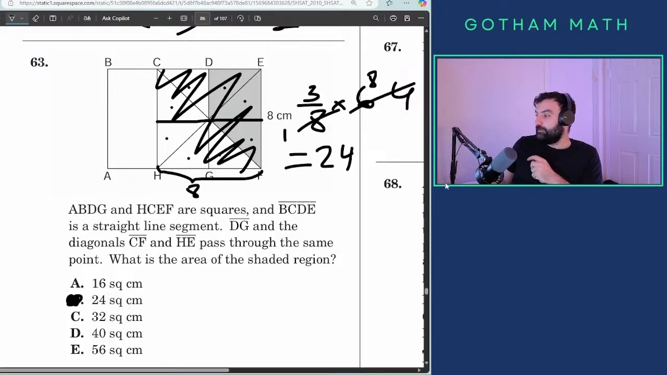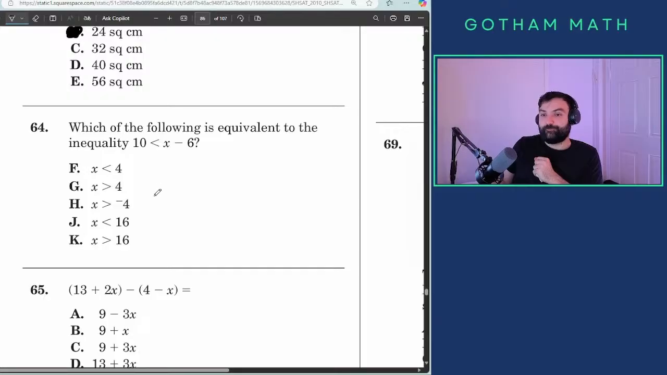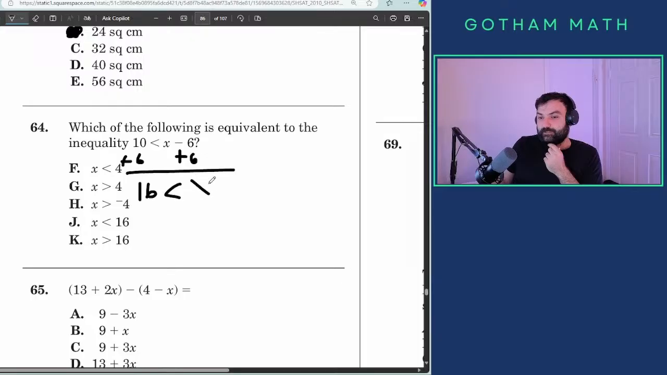Okay, moving on. Question number 64. Let me see if everyone got it right or not. No, different people, different answers. Which of the following is equivalent to the inequality? All right, so this is just a one-stepper. We have to add 6 to both sides, so we get 16 is less than x. The only difficulty of this question is to rewrite it the other way: x is greater than 16. It's the same thing. So the correct answer is K.